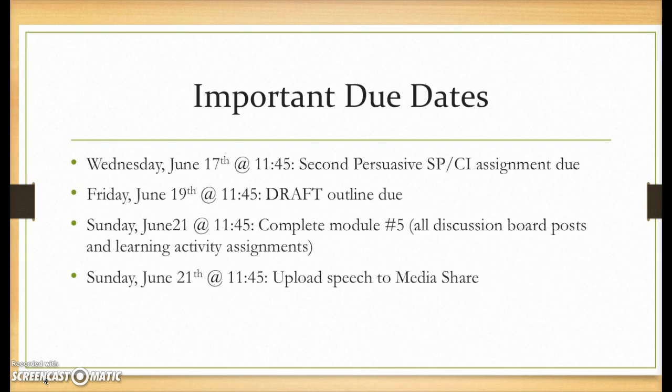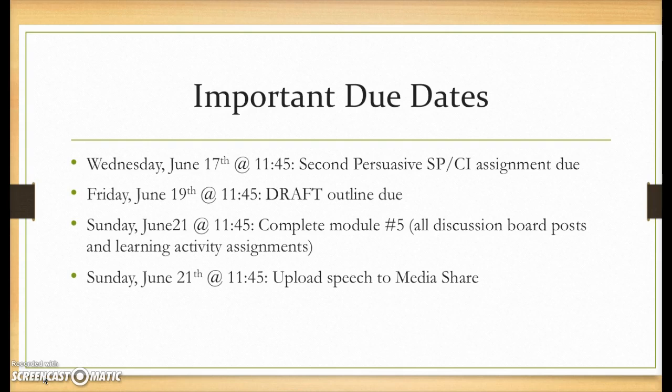Important due dates to remember for this week are Wednesday, June 17th at 11:45 p.m. The second persuasive specific purpose and central idea assignment is due. By Friday, June 19th at 11:45 p.m., your rough draft outline is due so I can review it and give you feedback. And by Sunday, June 21st, Module number 5 should be completed.